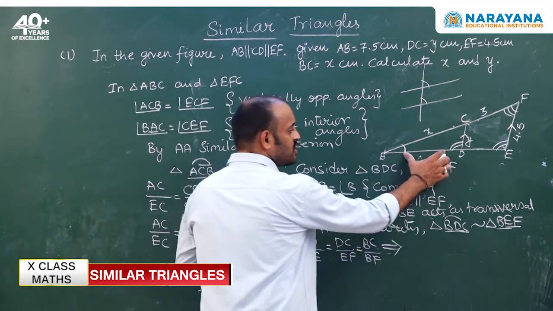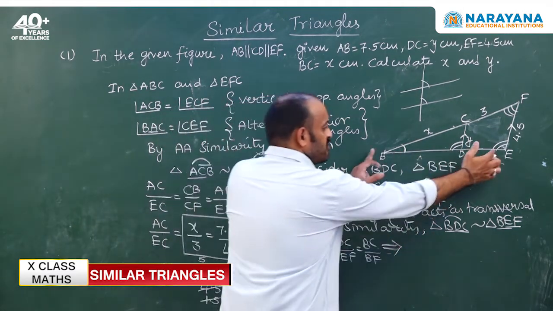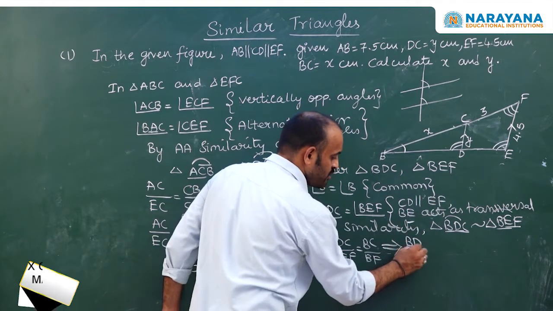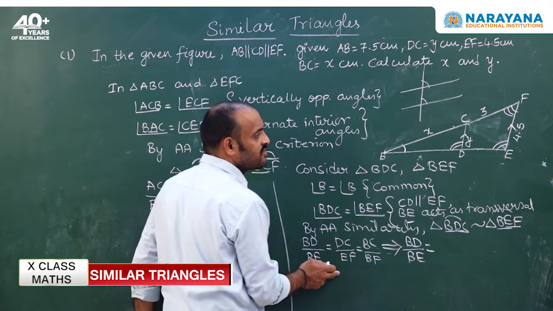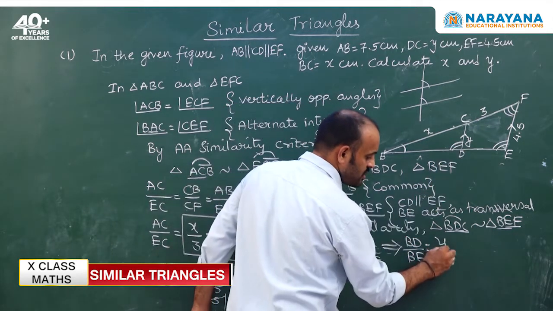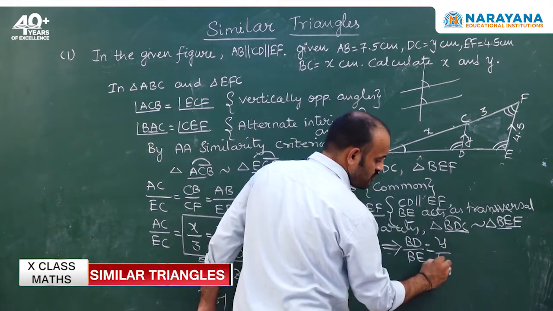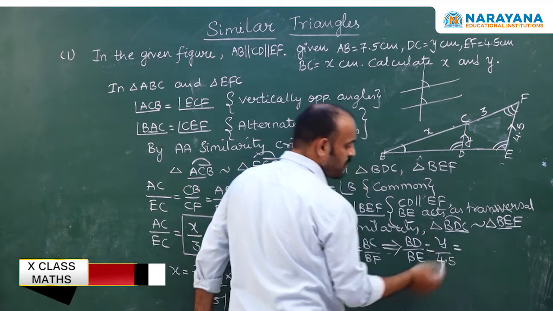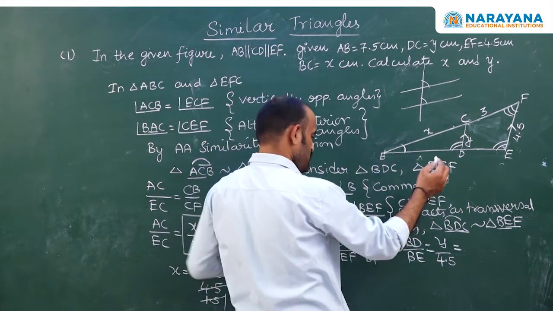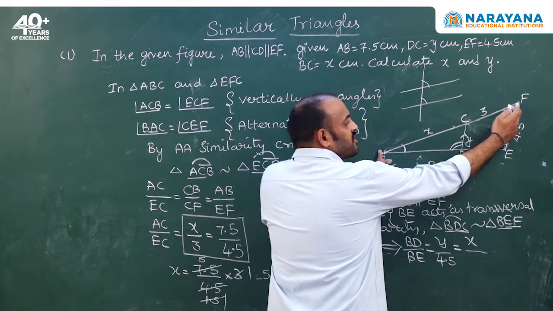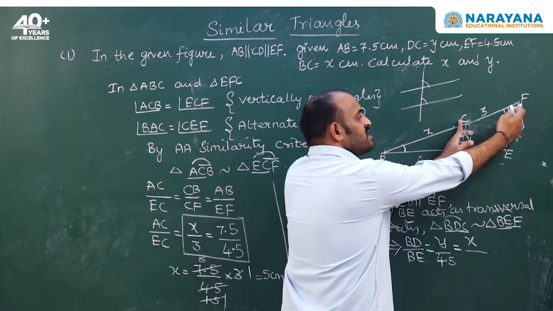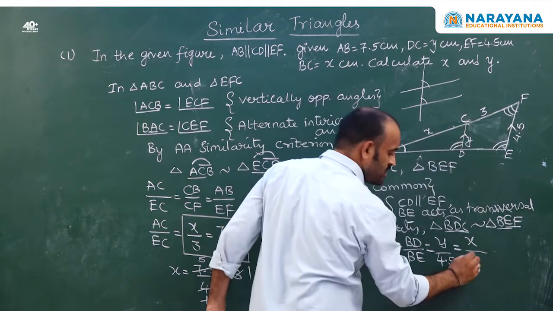BD, we don't know the length. BE, we don't know the length. Therefore, BD by BE I leave as it is, equals to DC by EF. DC is Y, EF is 4.5, BC is X, BF means BC plus CF, which means X plus 3.